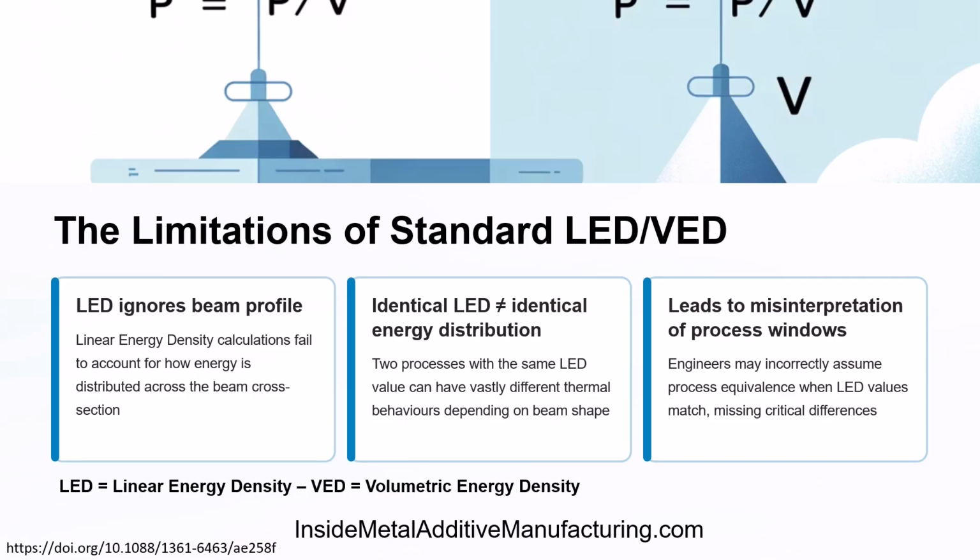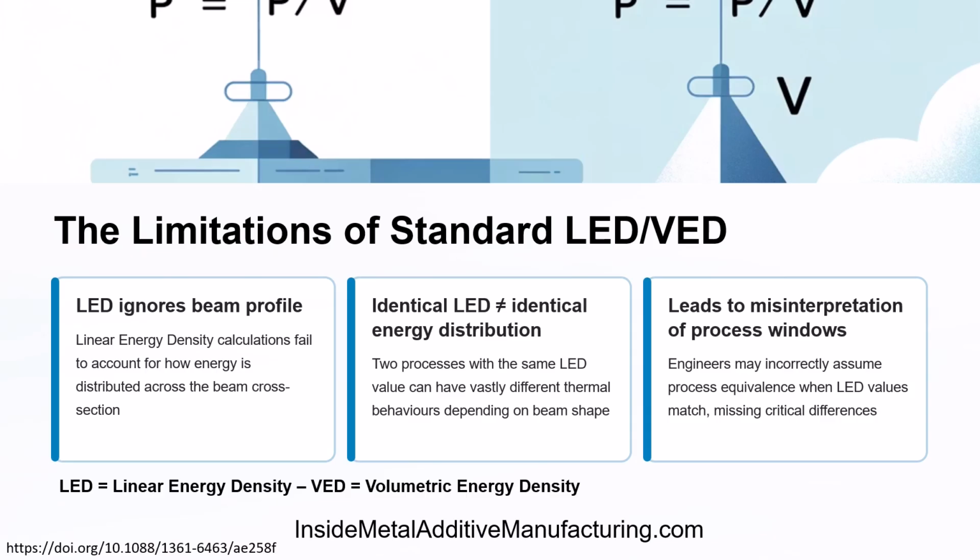Despite these physical differences, beam shapes are often compared using linear energy density, LED, or volumetric energy density, VED. The implicit assumption is that if two processes share the same energy density, they should behave similarly. However, this assumption breaks down when beam shape changes. Energy density describes how much energy is delivered per unit length or volume, but it provides no information about how that energy is distributed spatially across the laser spot. Two beams with the same power and scan speed can therefore deliver very different total intensities to the material, leading to fundamentally different melt pool behavior.